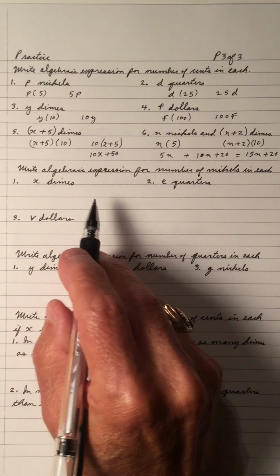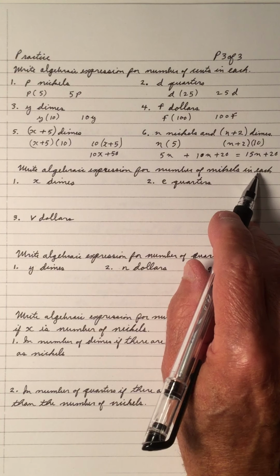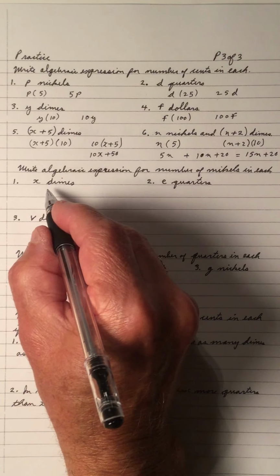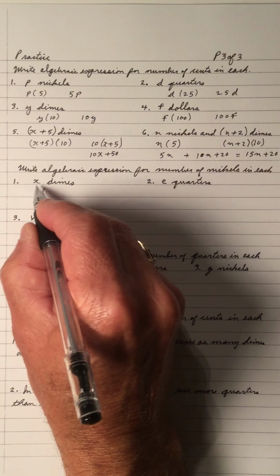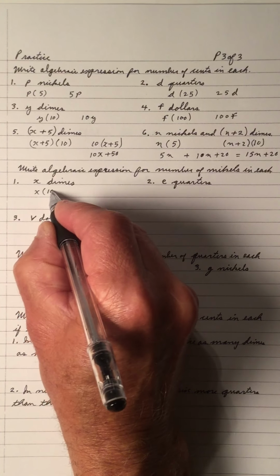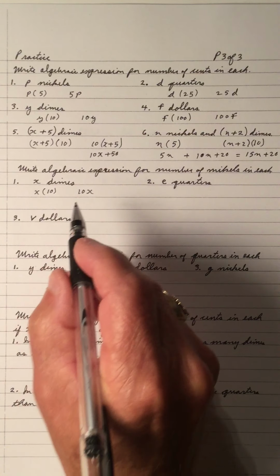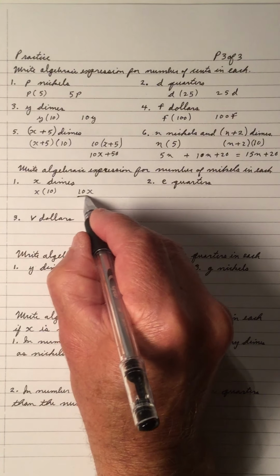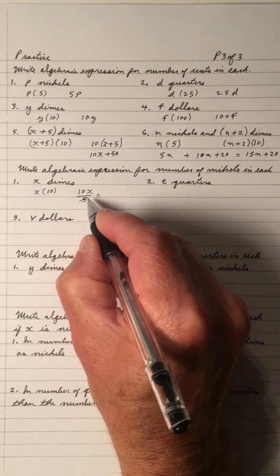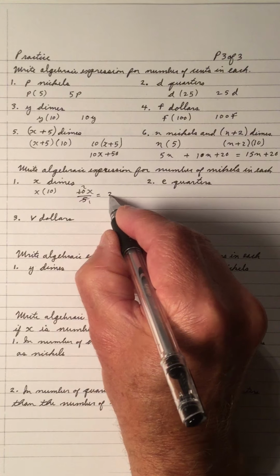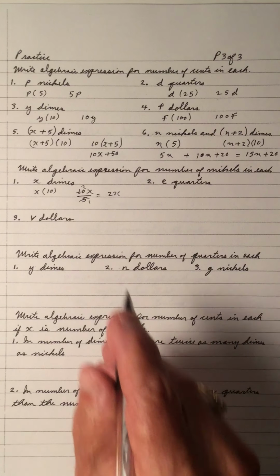Well, let's continue. Write an algebraic expression for the number of nickels in each. The number of nickels. So we've got x dimes, the number of cents in x dimes multiplied by 10. So that gives us 10x. That's the number of cents. And if you divide by 5, 5 cancels, and you'll get 2x is the number of nickels that's in x dimes.